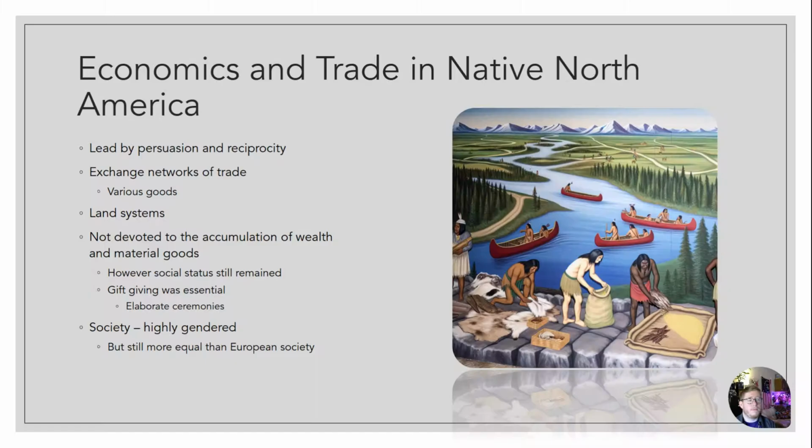Economics and trade, they're pretty much led by persuasion and reciprocity. There's massive exchange networks of trade, seeing various goods moving from one location to the other, various land systems in place that honor the land. They're not devoted to the accumulation of wealth and material goods. That's the big thing to keep in mind here as we get closer and closer to European contact.